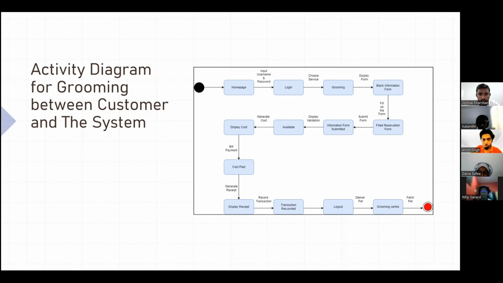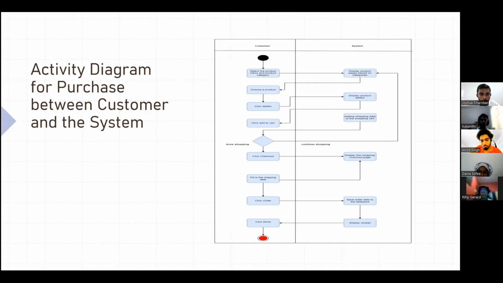Once the appointment is scheduled, the customer brings their pet to the pet shop at the designated time. The groomer then carries out the requested grooming service, which may include activities such as washing, trimming, or styling the pet's fur. The grooming process concludes when the groomer completes the service and returns the pet to the customer. This activity diagram provides a visual representation of the grooming process. Next would be for the purchase.